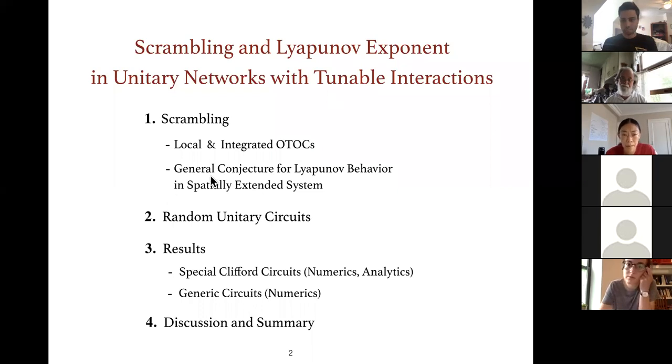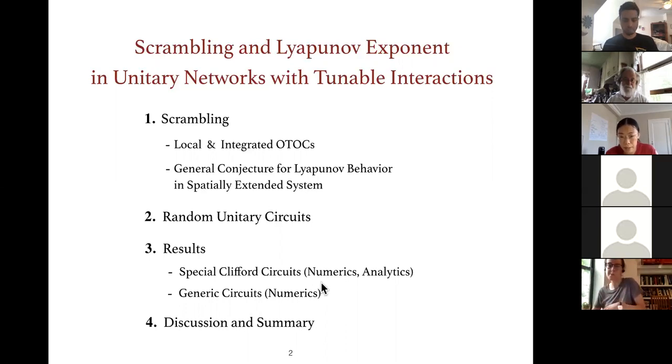And then I will provide some generic arguments in favor of a conjecture about when Lyapunov behavior in OTOC, when scrambling is supposed to happen in spatially extended systems. And then I will talk about random unitary circuits, which we're going to use as a testing ground for this conjecture. I will introduce several specific circuits that we use, including the special Clifford circuits, the general Clifford circuits, and more generically, just random unitary circuits.